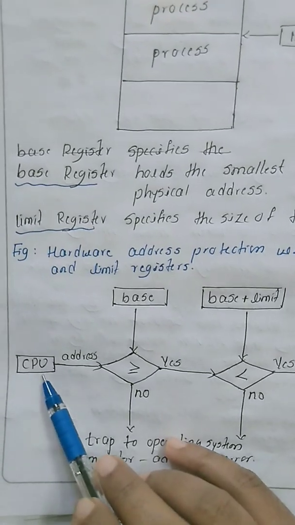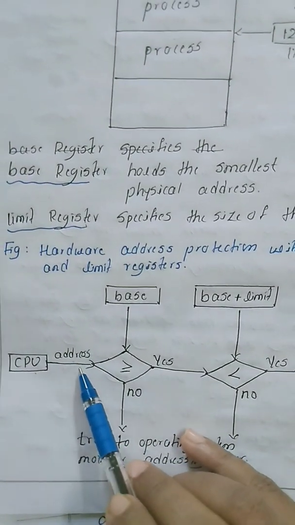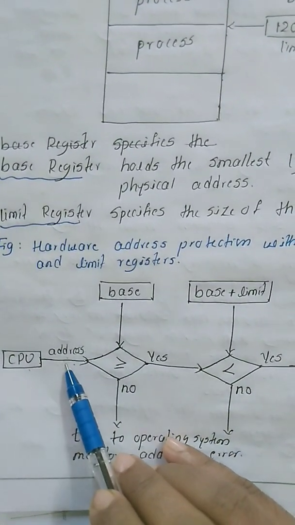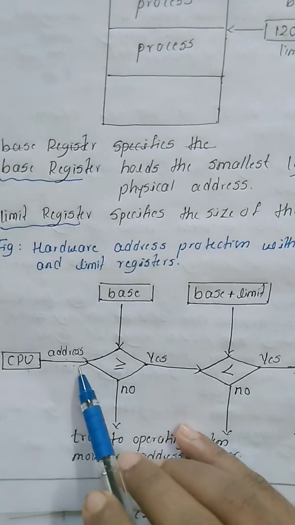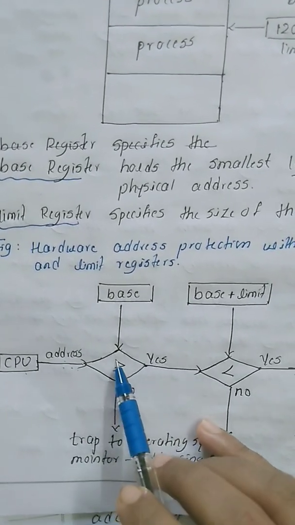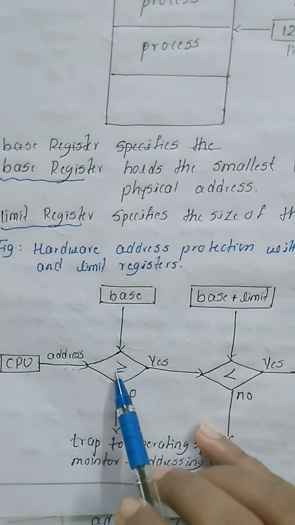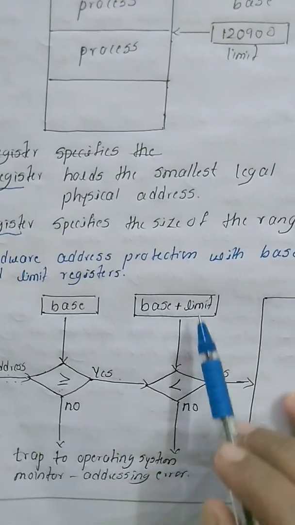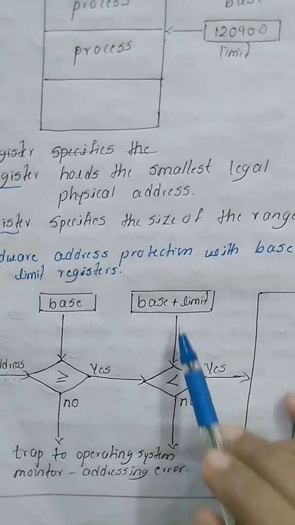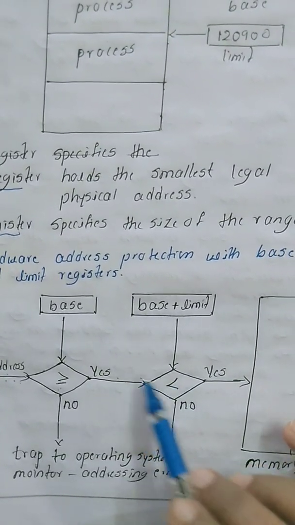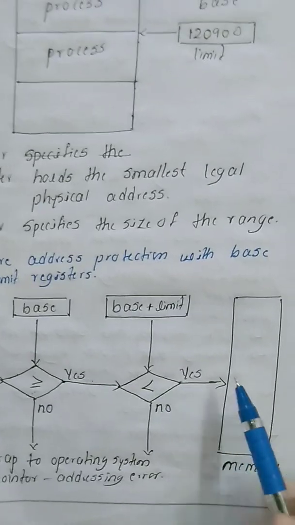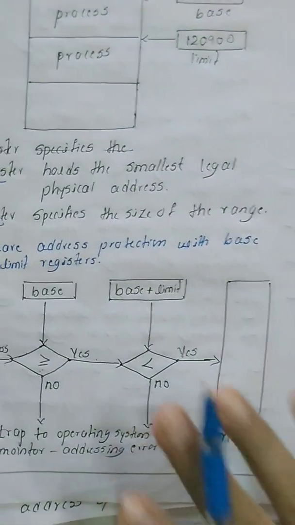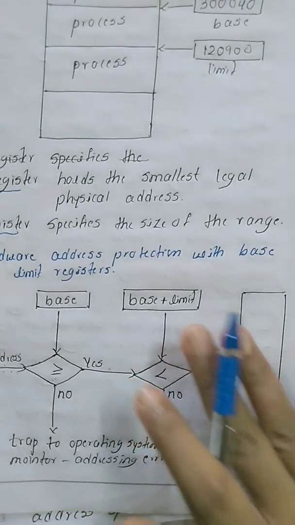As we know, the CPU generates the logical address. If it starts at any number, that address should be greater than or equal to the base. If that is true, then yes. Then base plus limit gives the range, and that address should be less than that range. If yes, then that process can go to the main memory. This is what the diagram indicates.